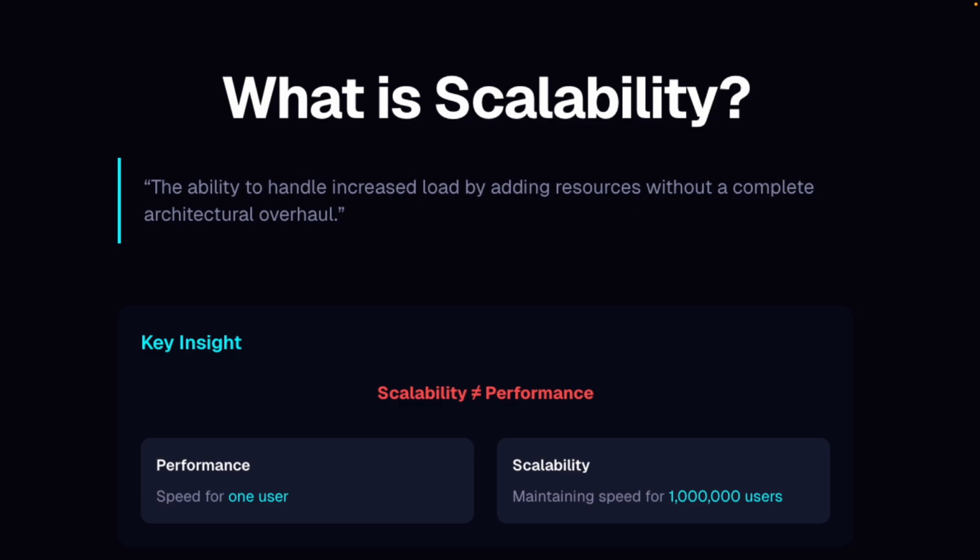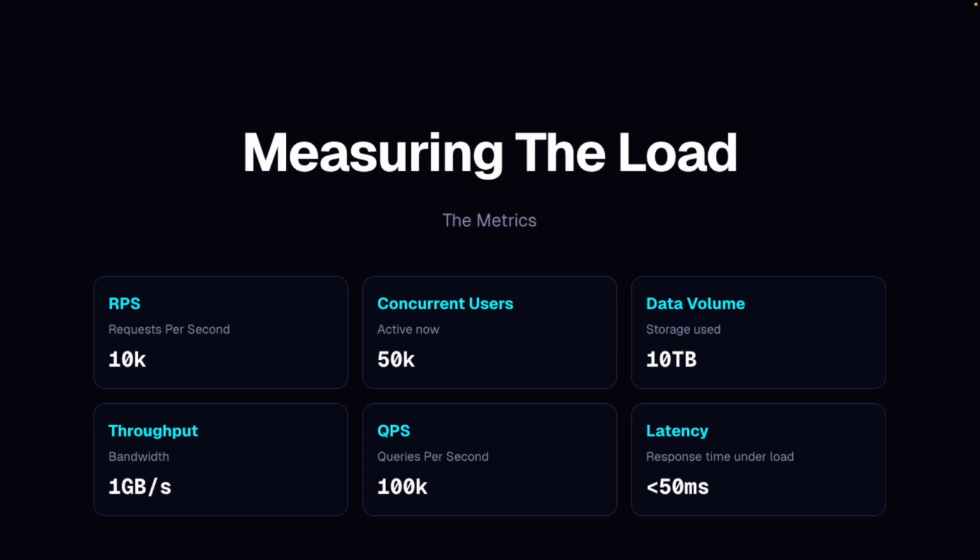You cannot fix what you do not measure. Before we buy servers, we need to look at the dashboard. We look at 6 vital signs. So first is requests per second. This is called the heartbeat. How many times are people knocking on your door every second? Second is concurrent users. This is the crowd inside the store right now, a live connection. Third is data volume, the weight. How many terabytes are you carrying?